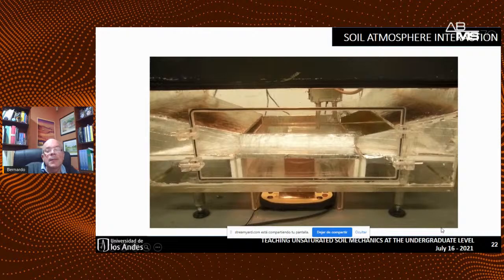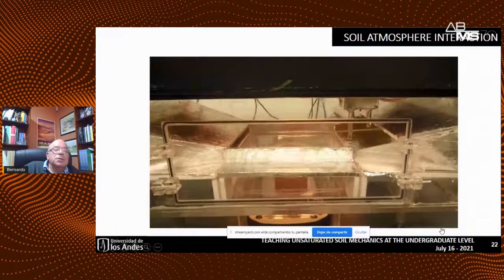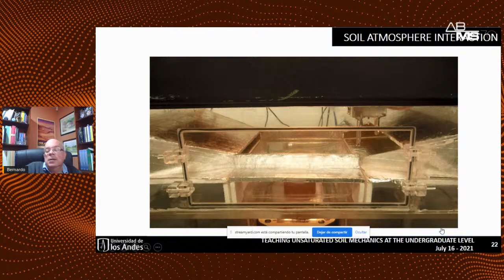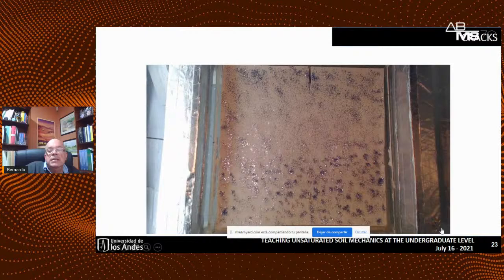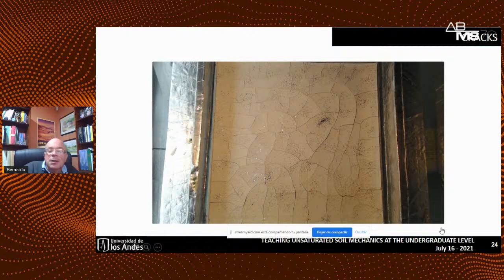Also, to finish, we have another climatic chamber to study cracks in soils, the cracking process when we dry an unsaturated soil. You can see here the results obtained with this climatic chamber. In this case, we have mainly contraction only. And in this case, we have some contraction and some cracking.